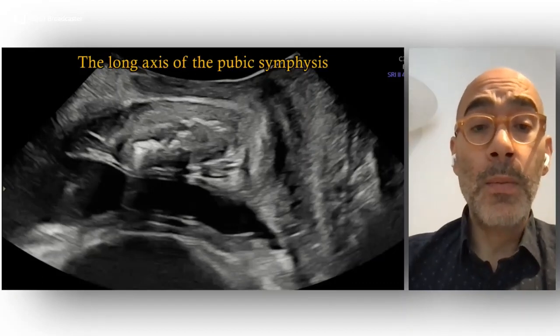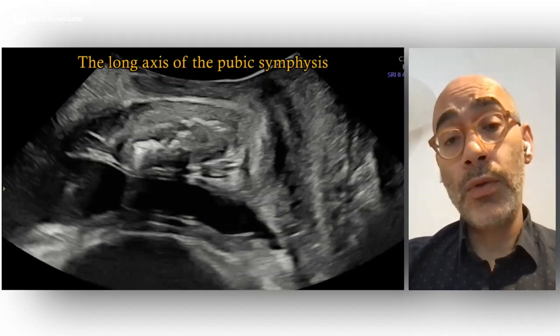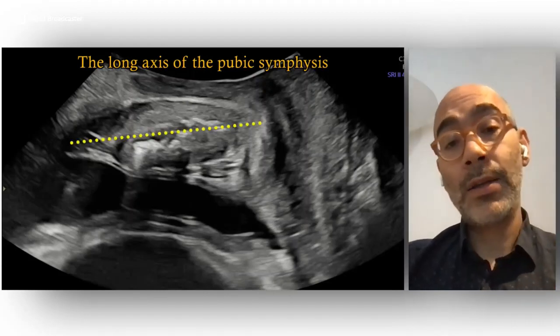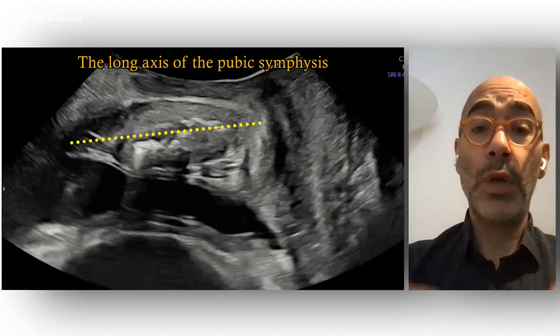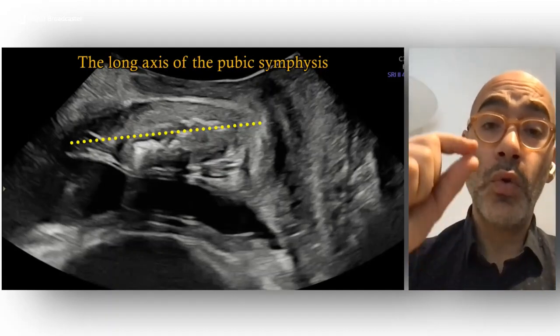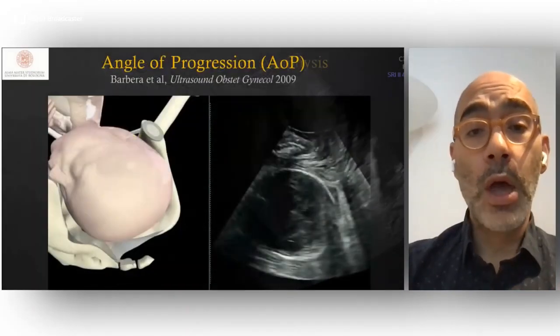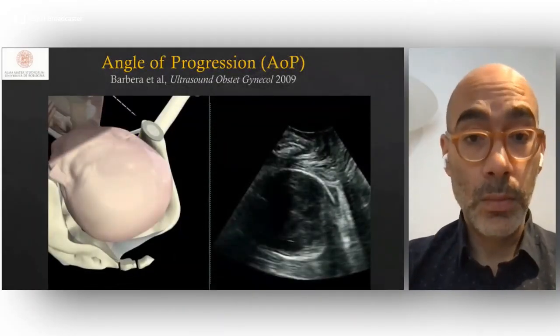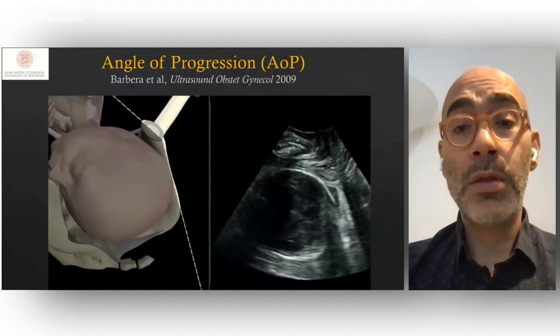We have to be able to visualize and trace the long axis of the symphysis pubis. This is a line that divides the symphysis pubis almost into two halves and arrives not only at the central part of the cartilage, but along the whole length of the symphysis pubis. By knowing this landmark, we can measure the angle of progression.